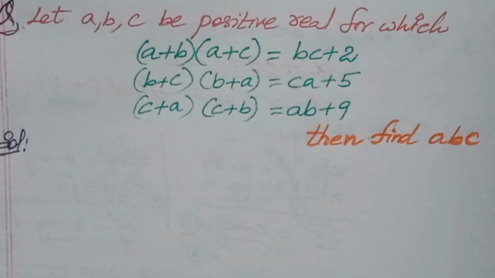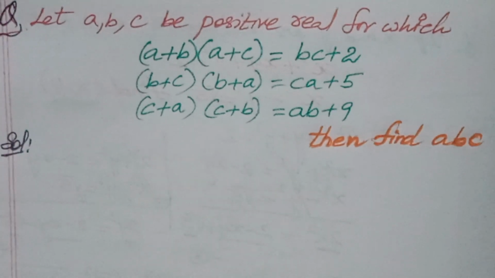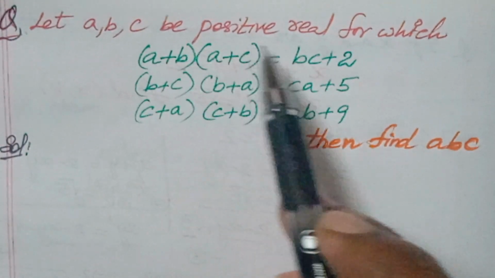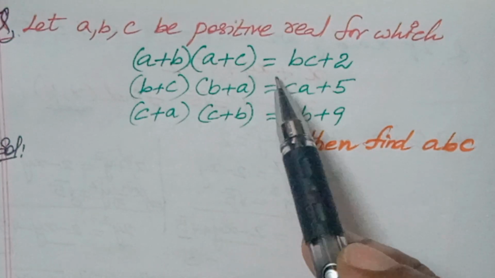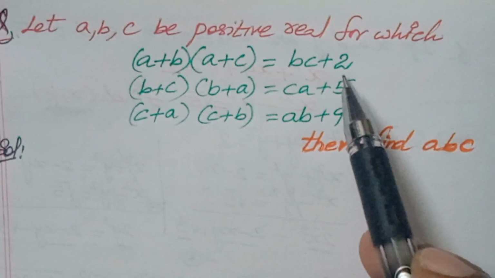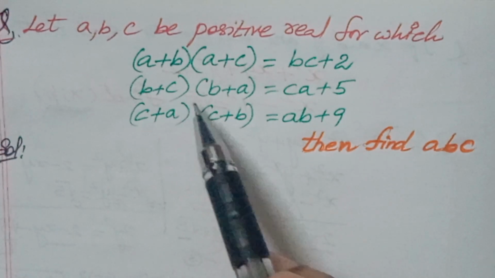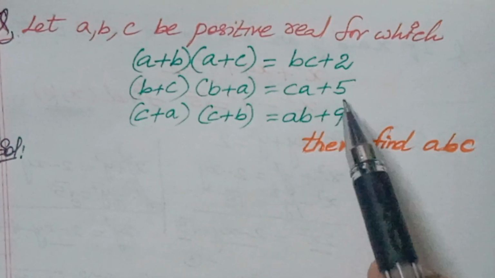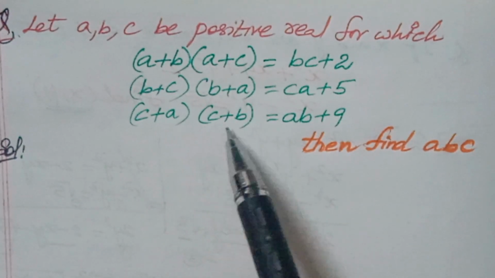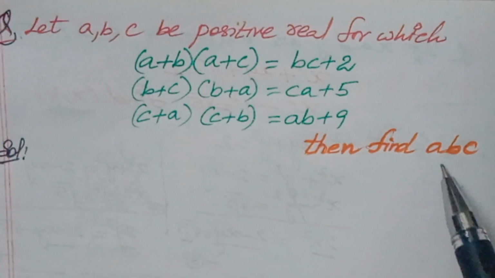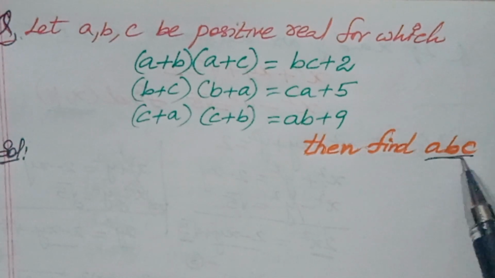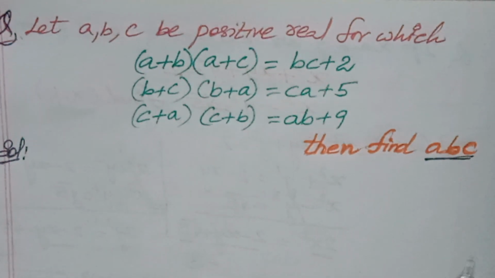So we'll be looking at a mathematics Olympiad problem. The question is: let A, B, C be positive real numbers for which (A plus B) into (A plus C) is equal to BC plus 2, (B plus C) into (B plus A) is equal to CA plus 5, (C plus A) into (C plus B) is equal to AB plus 9. Then find the product A into B into C.